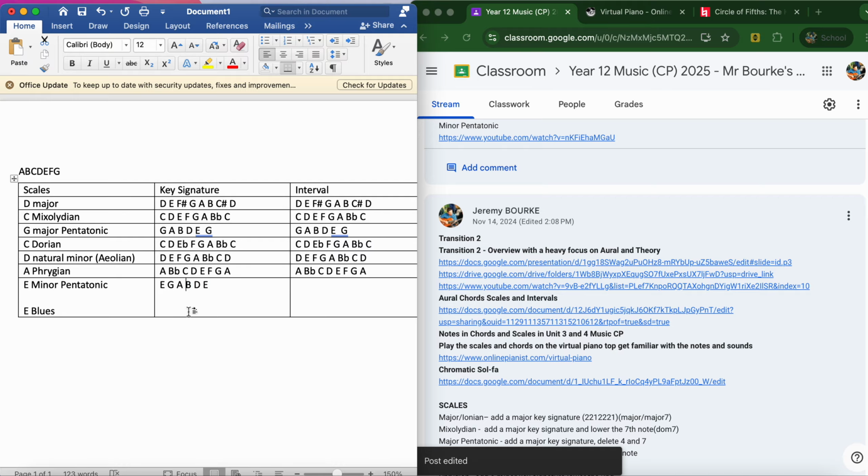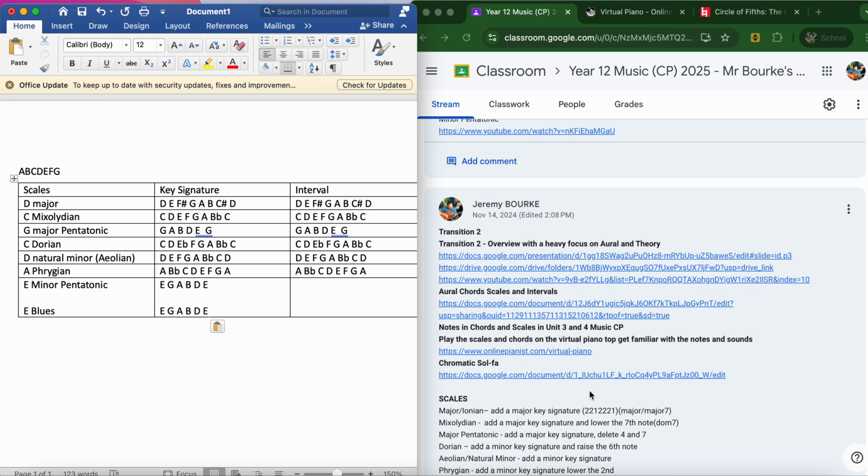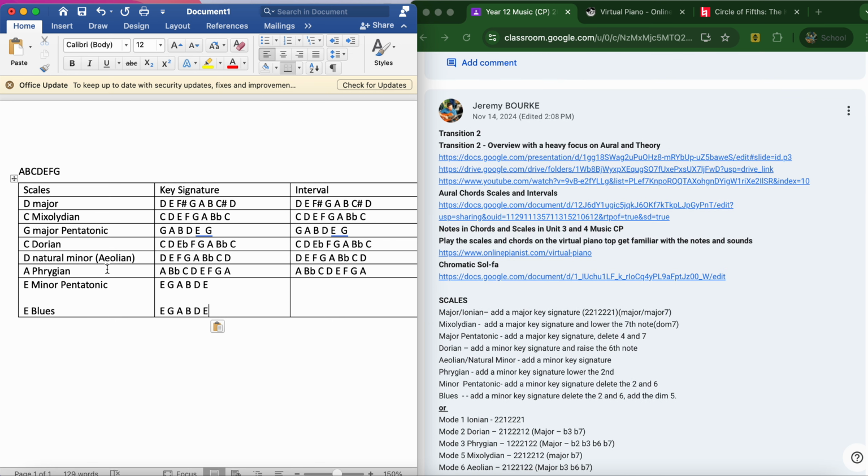So the instructions for an E blues, or a blues, is to do exactly what you just did. So we'll take that. And then add the diminished fifth. So the fifth is actually B in this case, because we go E, F, G, A, B. 1, 2, 3, 4, 5. E, F, G, A, B. So that's the perfect fifth. So if we add the diminished fifth, we end up with the B flat.